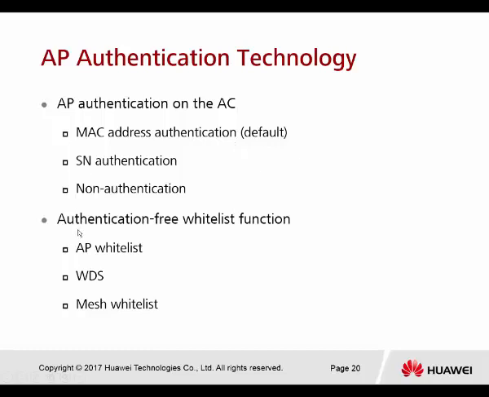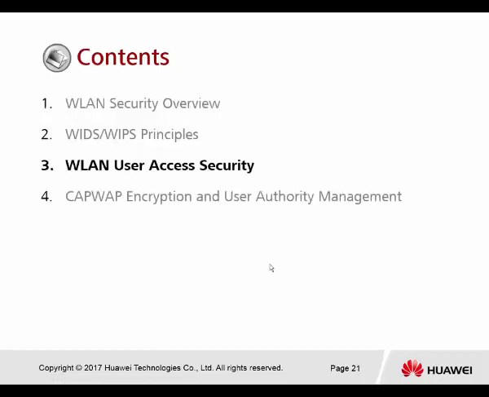Then the authentication-free whitelist function. We can also create the AP whitelist. You can simply register all your AP MAC addresses and put them into the whitelist. That means this kind of AP doesn't require any authentication. When I check and the MAC address is inside the whitelist, this AP is always an authorized AP. The whitelist can be used for WDS and the mesh.